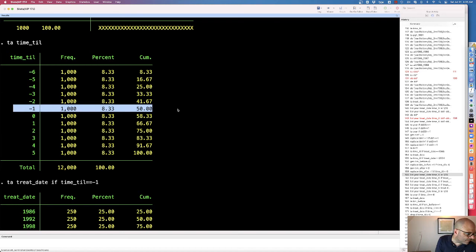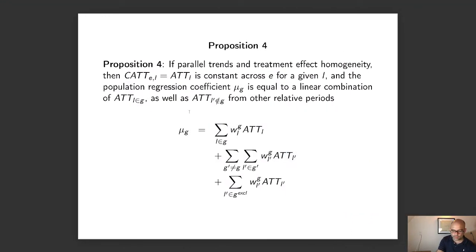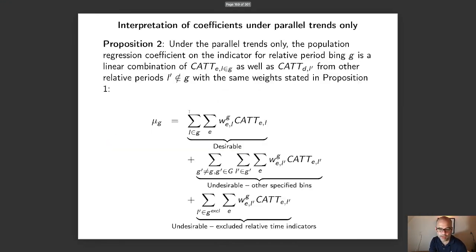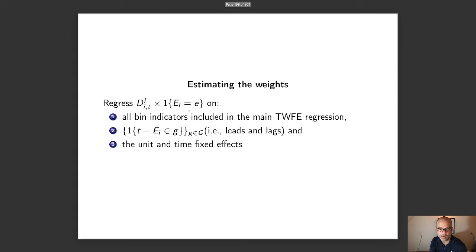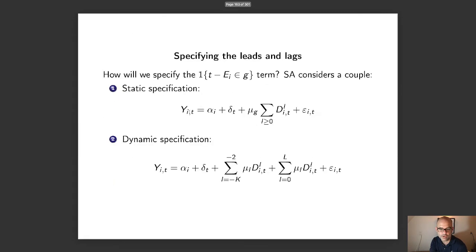If parallel trends in relative time holds, aren't we back to the classic diff-in-diff? Yeah, but the parallel trends is not in relative time. It's in calendar time, I think. Let me look again. I'm pretty sure it's supposed to be in calendar time.